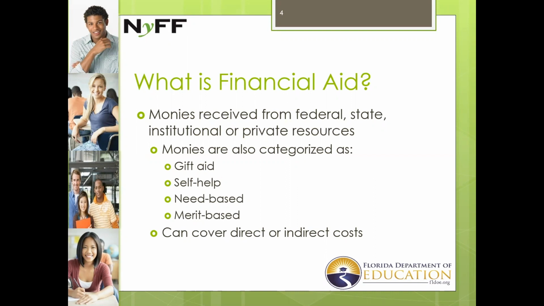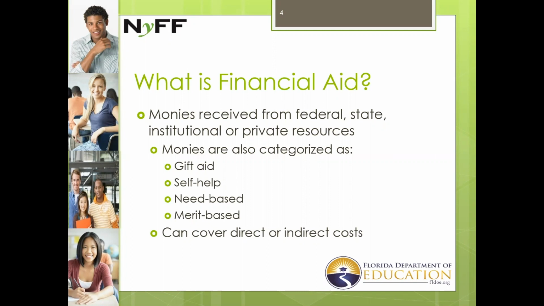You also have need-based items. Need-based items are based on students who have the highest need. Need-based items are things such as federal Pell Grant, federal SEOG grant, subsidized loans, and other forms of need-based grants that OSFA or the state of Florida offers as well.